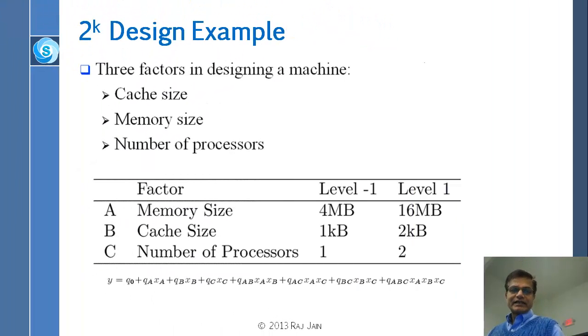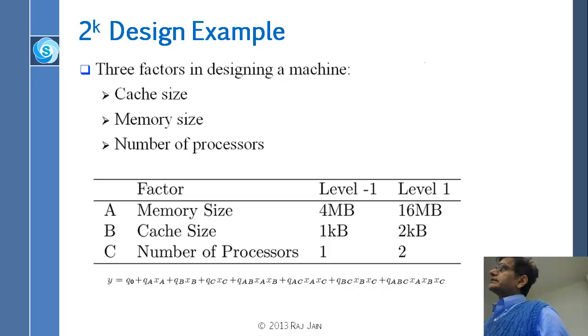Alright, let's take an example that will make it more clear. So we have a memory cache study. In this we now have 3 factors: cache size, memory size, and number of processors. Memory size could be 4 megabyte to 16 megabyte, cache size could be 1 kilobyte to 2 kilobyte, and number of processors from 1 to 2.